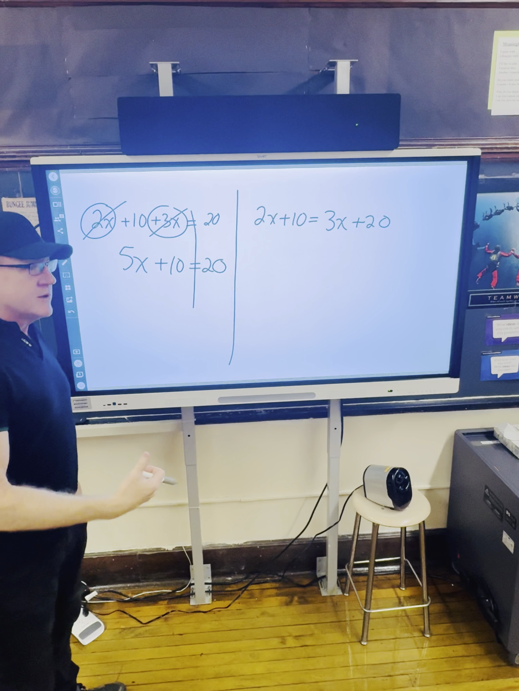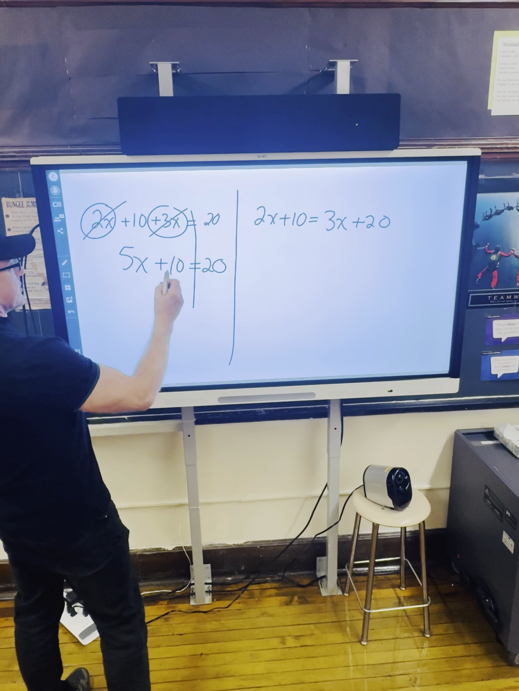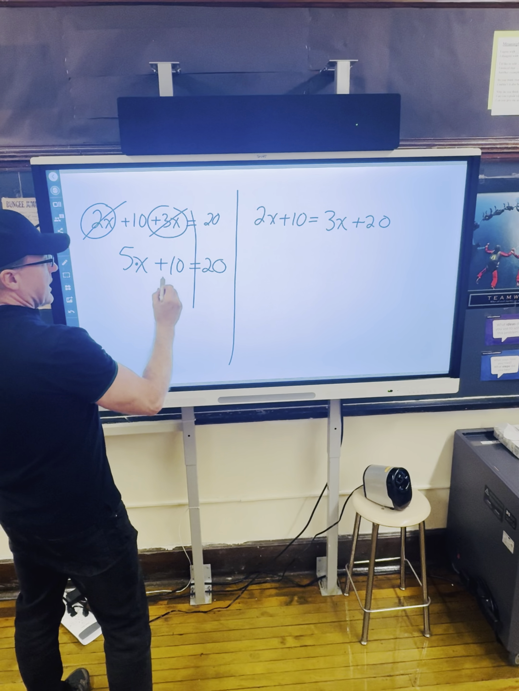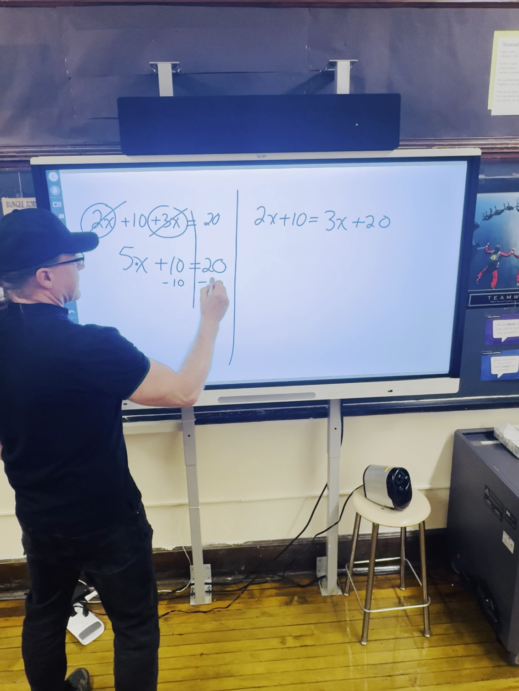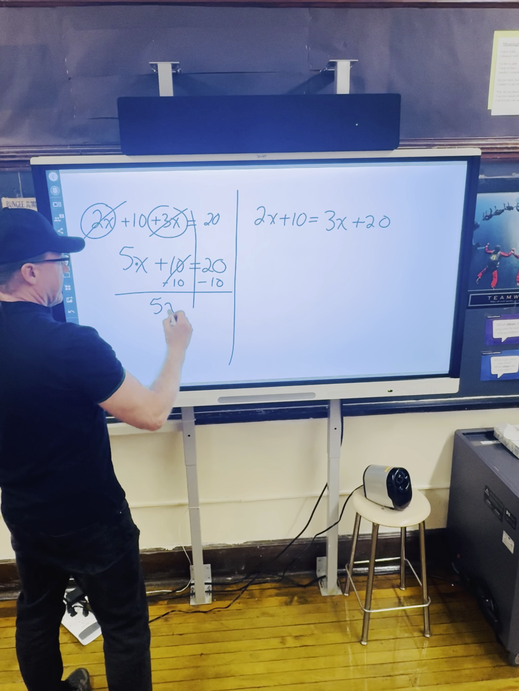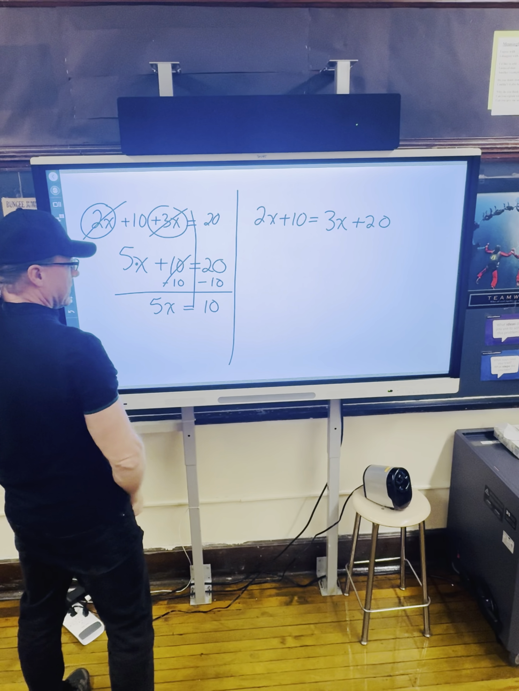Okay? Now, this is just a two-step problem. We get rid of plus or minus first. So we get rid of this, then we get rid of this. The inverse is negative 10, negative 10. I get 5x equals, put it in the calculator and you get 10.